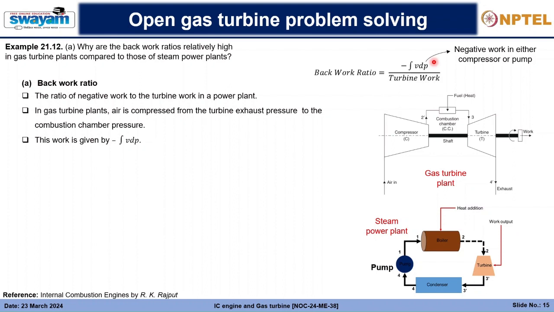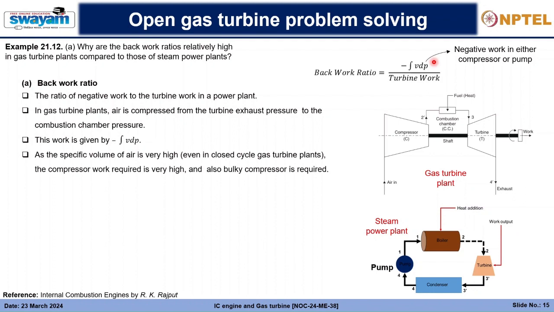Now let us look at a power plant. So you will have that in gas turbine power plants, air is compressed from turbine exhaust pressure to the combustion chamber pressure, and the work is given by minus VdP. Now the thing about gases is that the specific volume of air is very high. So the V, the specific volume of air, is quite high even in the closed cycle gas turbine power plant. So for the same pressure difference, if you have a specific volume of air very high, then the compressor work required is very high, and also a bulky compressor is required.